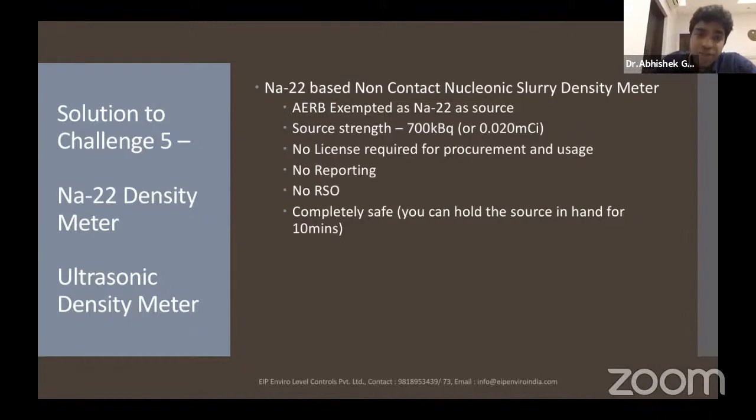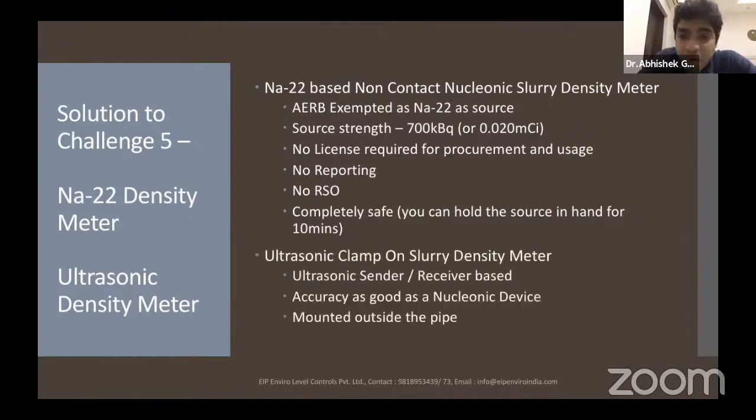The second solution that we have is an ultrasonic clamp-on slurry density meter. Yes, you have heard of an ultrasonic clamp-on flow transmitter, but we have introduced an ultrasonic clamp-on slurry density meter. It works on the principle of a sender and receiver of ultrasonic waves, wherein the attenuation of the ultrasonic waves gives an accuracy as good as a nucleonic device. So density measurement can be done as accurately as a nucleonic device. It is mounted outside the pipe.